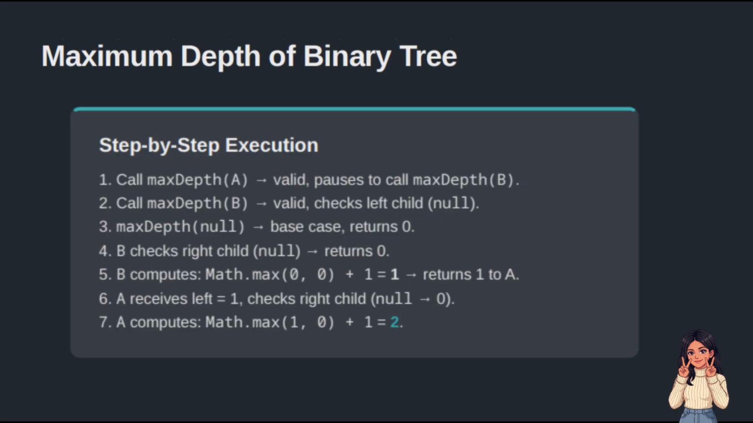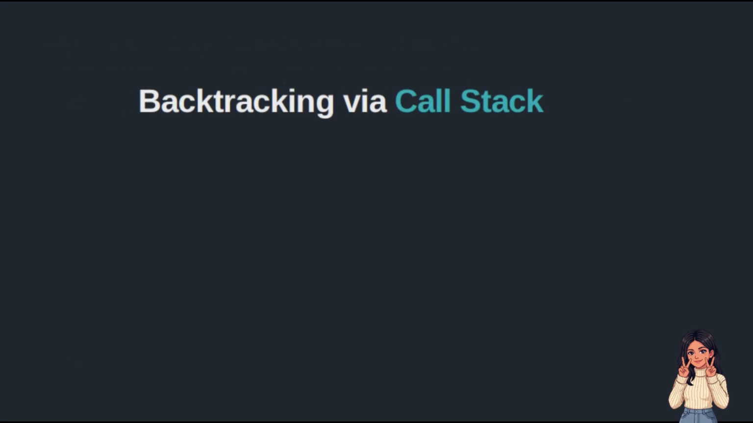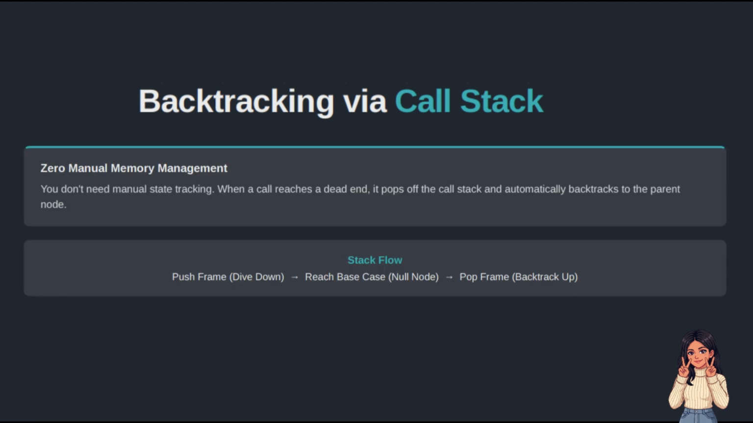Now root A resumes. Its left side returned 1. It checks its right side, which is null, so that returns 0. Root A computes the max of those plus 1, which equals 2. The function finishes unwinding the call stack and returns the final tree depth, that is 2. Notice what just happened here. You didn't have to write nested loops, keep track of dynamic arrays, or manually push and pop state frames. The system's call stack handled the entire traversal, memory management, and backtracking for you.